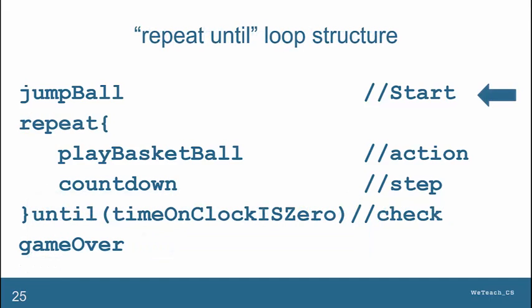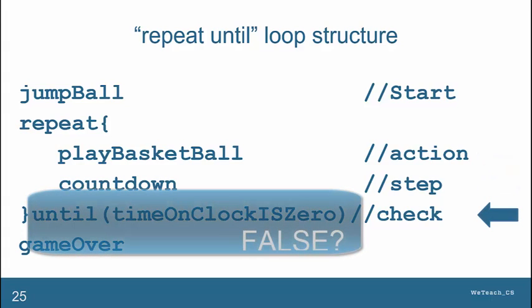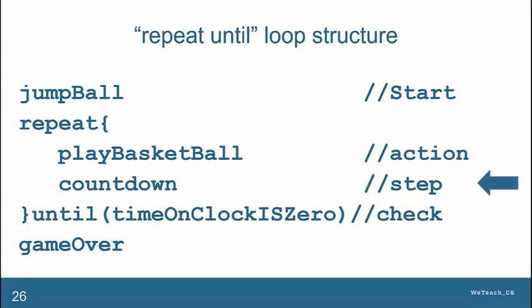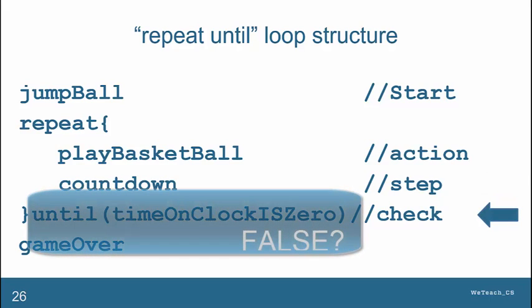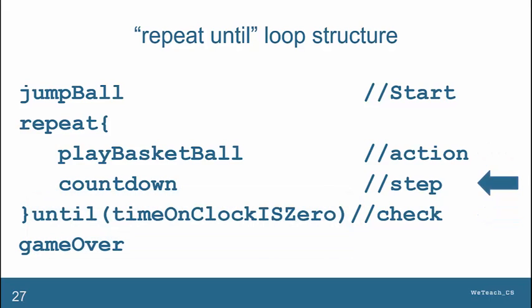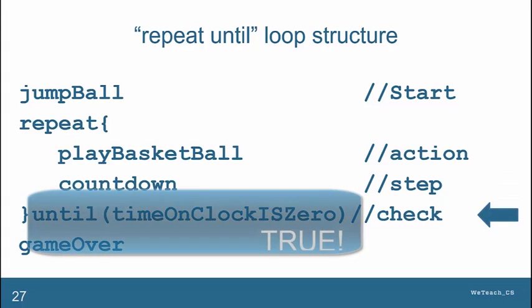The repeat until loop is similar to the do while in that it is a post-test loop with the check at the end. The difference is that the nature of the check is reversed. For the loop to continue, the check needs to be false. After the start, the action happens immediately, then the step, and finally the check. If the check condition is false, control goes back to the top of the loop with the action and step and check again. If false, action happens again, step again, and check again. When the final check is true, the loop ends.